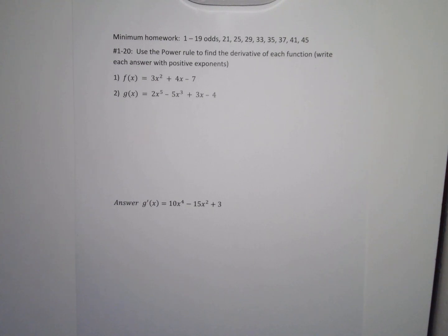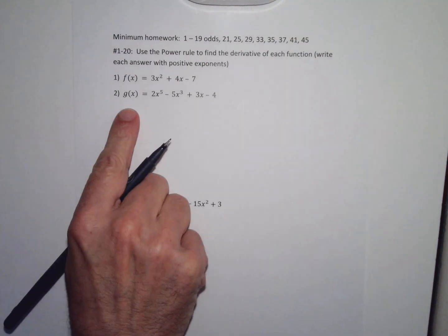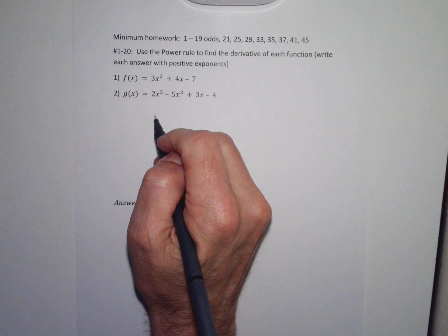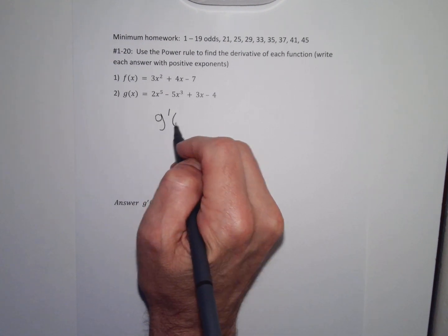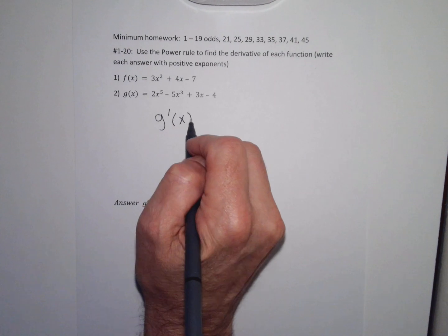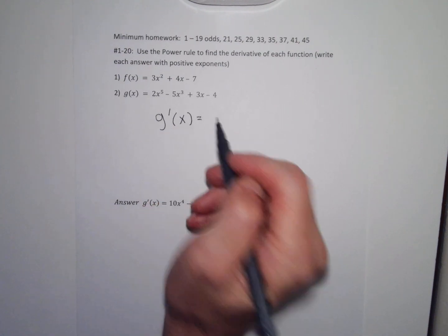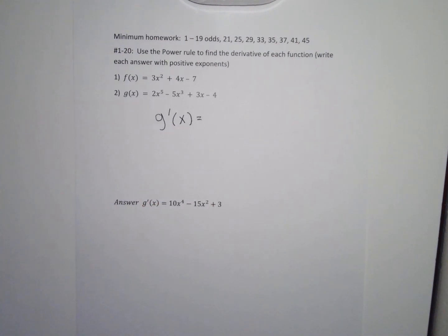So I'm just going to do some of the homework from section 2.1 to get us comfortable using the power rule, and let me just jump into it. The first problem, my first even problem, wants me to find the derivative of a function written as g of x. So I should probably write my derivative with the g prime of x symbol. And I should probably not show any work. I should just write the answer down.